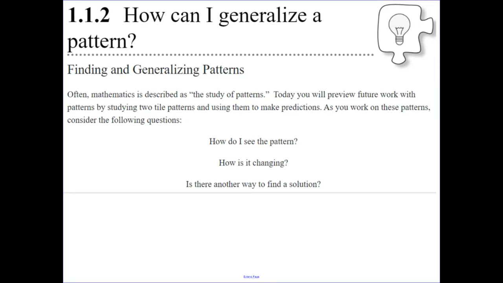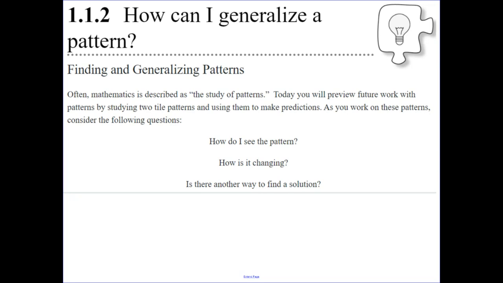We're going to start with today's lesson. Today, we're doing video for 112. How can I generalize a pattern? Now, we're going to jump right in, so just follow along with me, please. Finding and generalizing patterns. Often, mathematics is described as the study of patterns. Today, you will preview future work with patterns by studying two tile patterns and using them to make predictions.